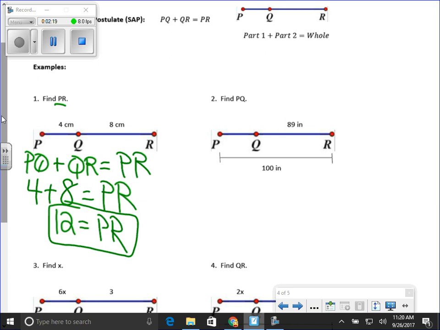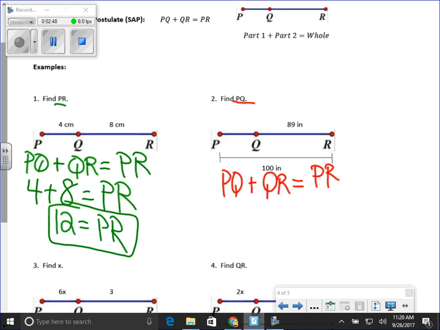All right, second one, we need to find PQ. So again, is PQ a part or a whole? It's a part of the segment, right? Either way, I'm still going to do PQ. I know that piece plus the piece QR is going to equal PR.